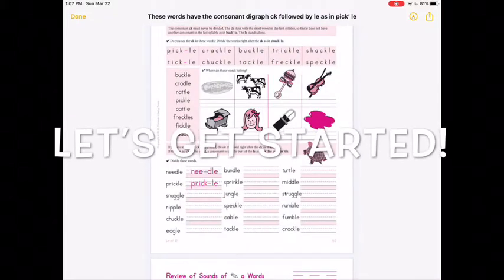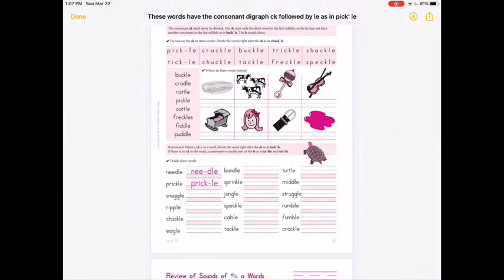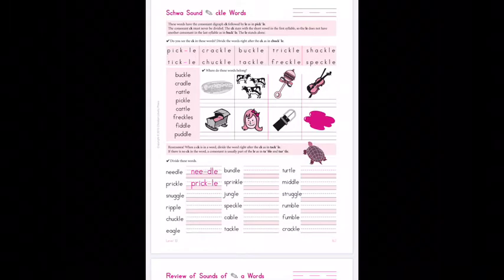Grade. This is page 163, okay? The schwa sound of kul words. So CK makes one sound. It just says k, and LE says ul. That's the sound that we've been working on. And you put them together and they say kul.